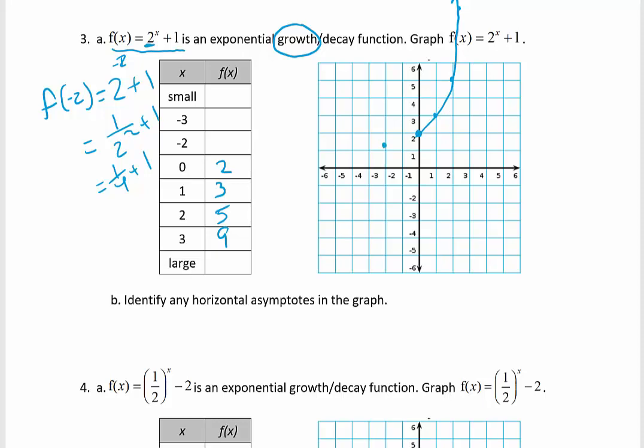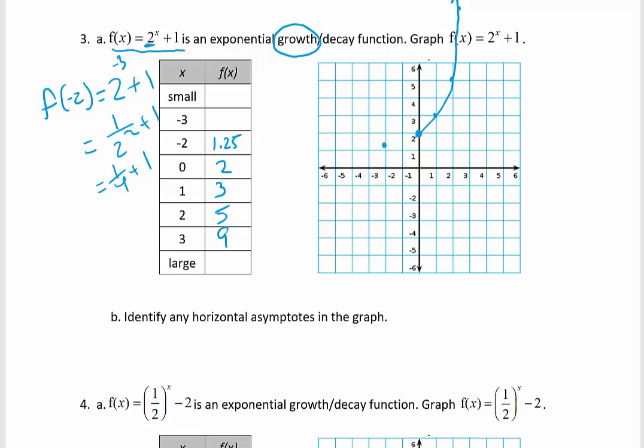And then let's see, what do we say here? This was 1 1/4, 1.25 or 1 1/4, either way. So negative 3, let's see if we put a negative 3 in here. That's going to be a negative 3. Then this would be 2 to the third power, which then this would be 1/8 plus 1. So at negative 3, we're a little bit smaller, but not much.